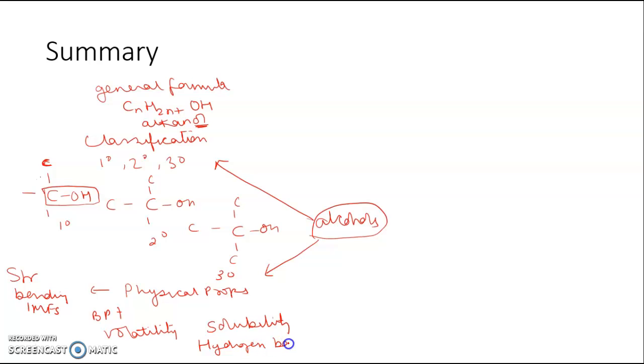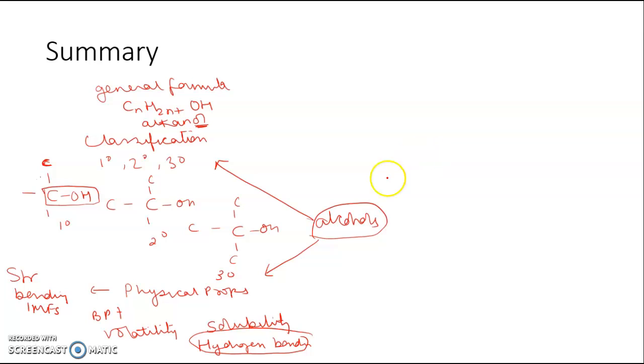Because they have hydrogen bonding, their boiling point is high. If the boiling point is high, they're not that volatile as compared to an alkane with the same number of carbon atoms. These alcohols are soluble in water because they can form hydrogen bonding with water. So this bit was all covered in the first video.